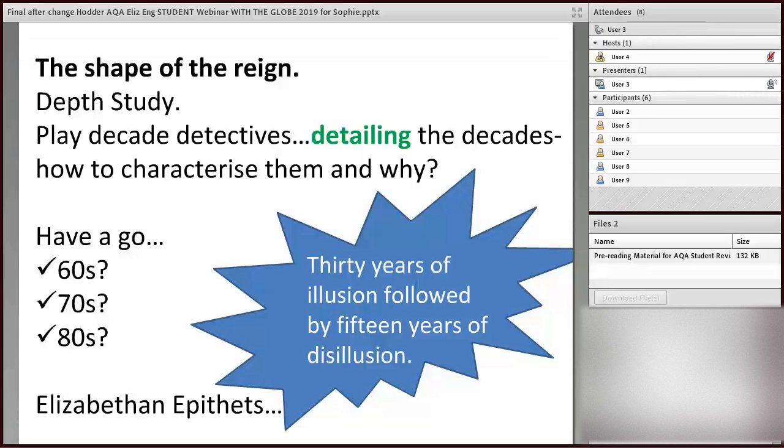A historian called Christopher Haig, who, if you go on to study the Tudors at A-level, talks about Elizabeth's reign being 30 years of illusion followed by 15 years of disillusion. That's his way of summing it up.